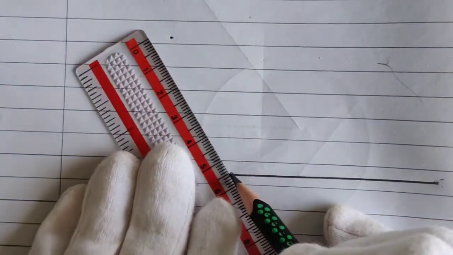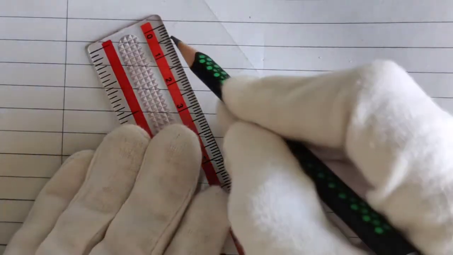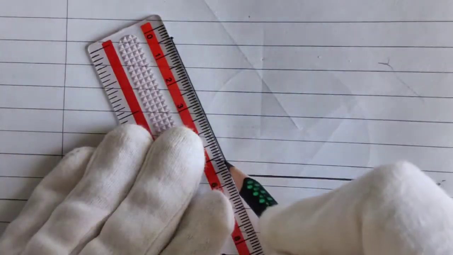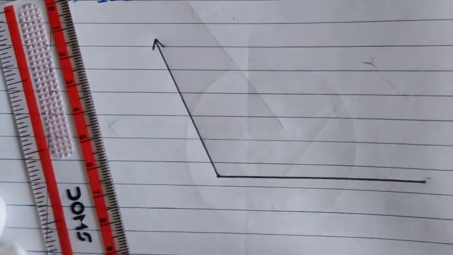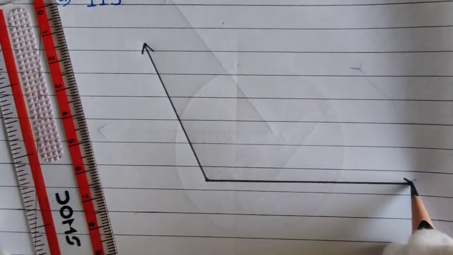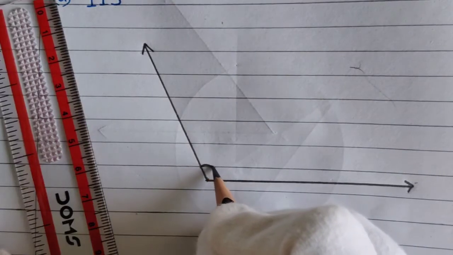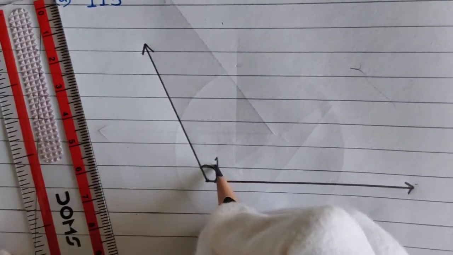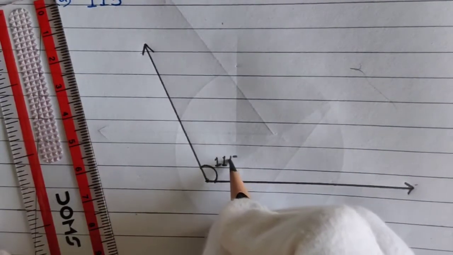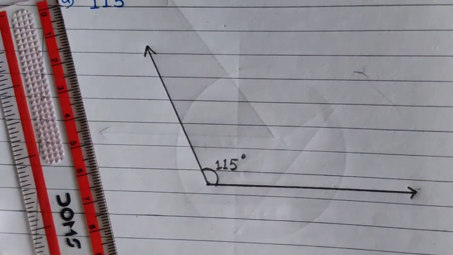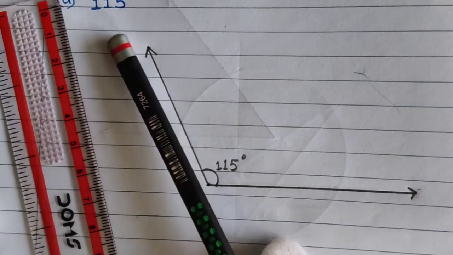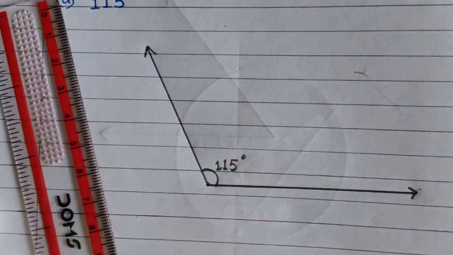So now you are going to make the angle like this. Then you will be marking the arrows, and then inside you will be marking the arc and writing 115 degrees. So this is how you are going to draw an angle of known measurement. That means you know how much you have to draw. Okay, now let us move ahead.